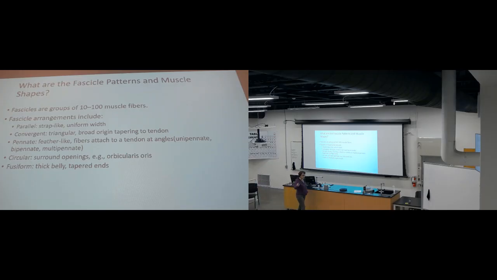Now, if the fascicles run in a circle around an opening, this will be the circular muscles. And some fibers start with a narrow portion, widen in the middle, and then end also in a narrow portion, like a spindle. So this will be fusiform. So you have a thick belly in the middle, and you have taper ends. So this is the classification of muscles based on the fascicle arrangement: parallel, convergent, pennate, circular, and fusiform.